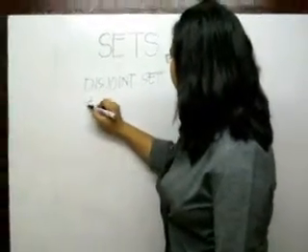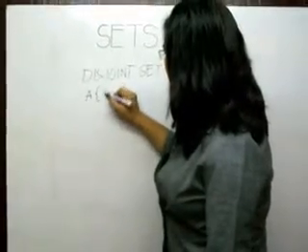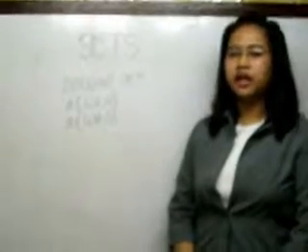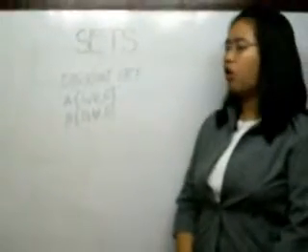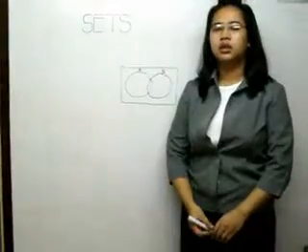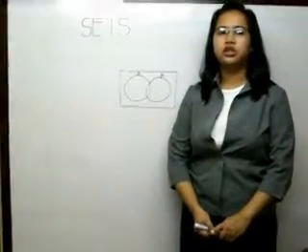Let's take set A, L, V. It is said to be disjoint set because there is no common element in set A and set B. Now let's proceed on the operation on sets.